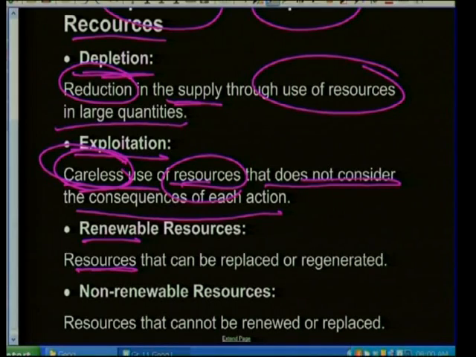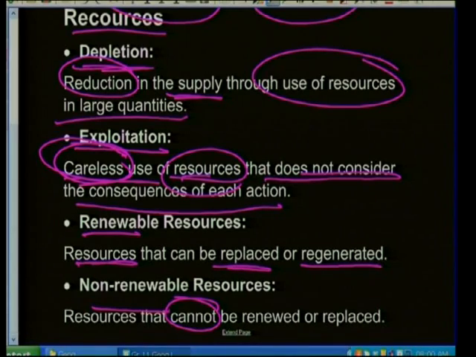When we're looking at depletion as well as exploitation, these two terms feed off each other. You must understand, with depletion comes exploitation, and greed forces people to enhance the attraction of the non-renewable resources, as well as, in this case, we're going to look at renewable resources. Remember, resources that can be replaced or regenerated.